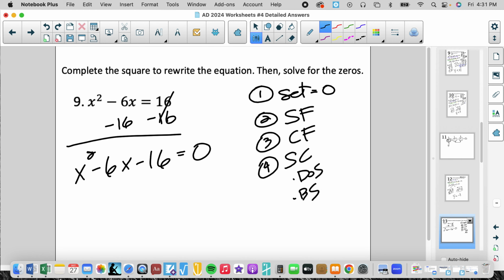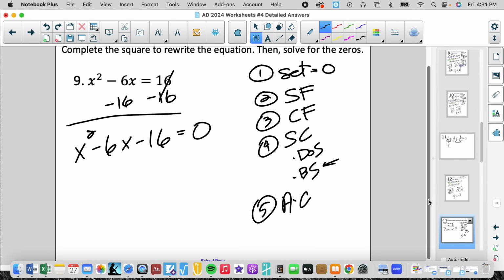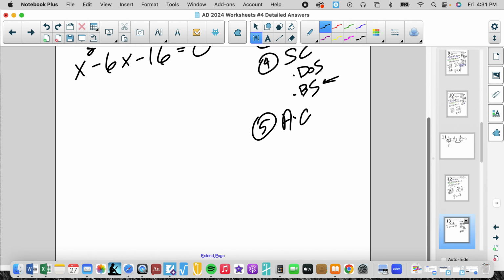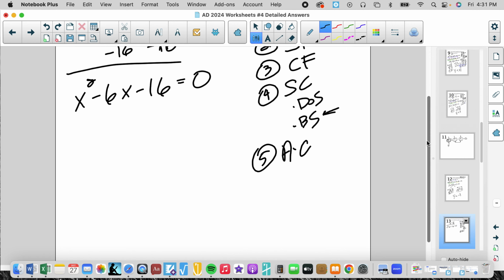Ooh, it is, but it's not. So when we go through the test, it would not be a binomial square because we'll do that later. So 5 is A times C. We're going to use the old lovely A times C, and A times C will work well, not every time, but it'll always catch the special cases.